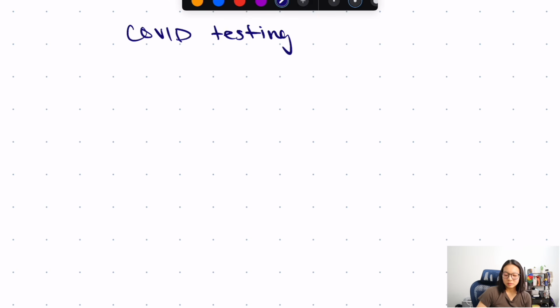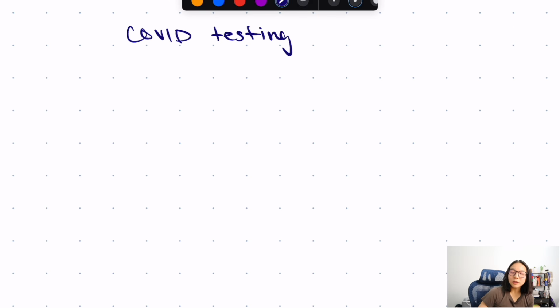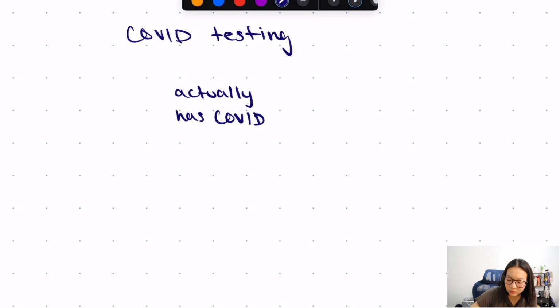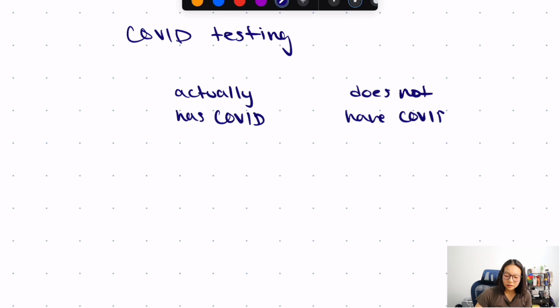Let's talk about COVID testing. When you have COVID, you can test positive or you can test negative, right? So there's two possibilities of COVID. So if somebody actually has COVID and someone who does not have COVID. Now, if I actually have COVID and I take a COVID test, I can test positive, right? And that would make sense because I actually have COVID.